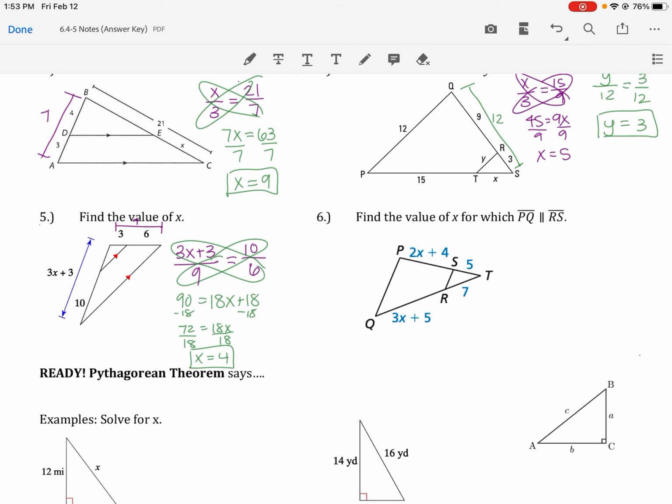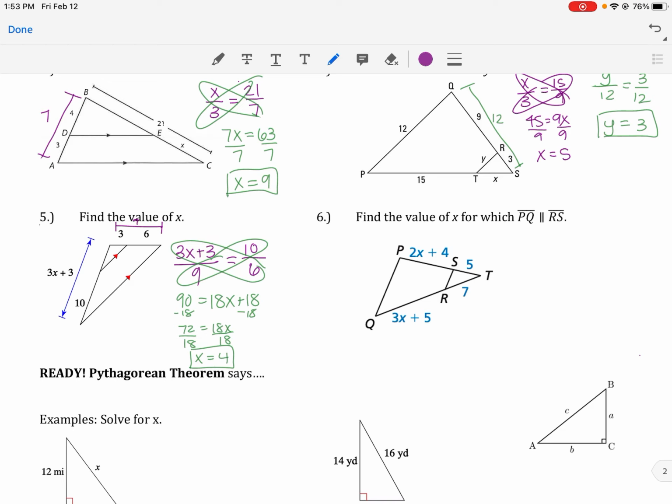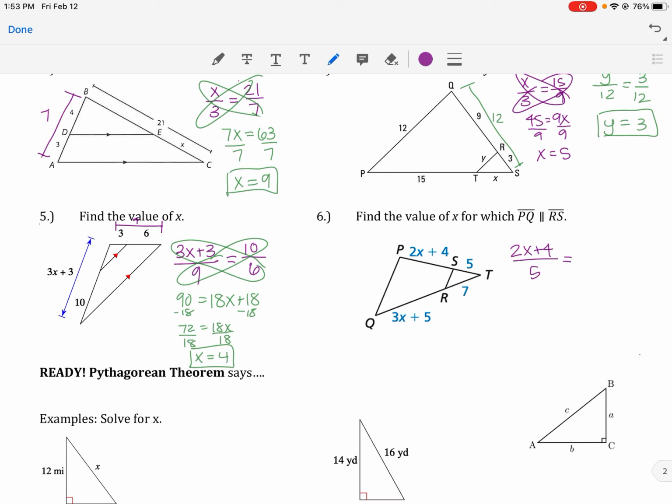Okay, one last one here. So, set up your proportion. 2x plus 4, I just started with one of those values, right? Let's say it's over 5. If I do it that way, I got to do the same way kind of on the bottom. 3x plus 5 is that bottom larger piece, and then over the top piece is the 7. All you got to do is cross multiply. Don't forget to apply that 5 to both of those terms and the 7 to both of those.